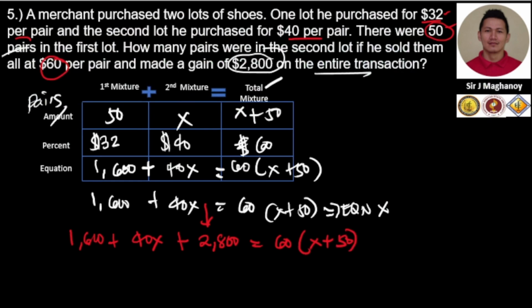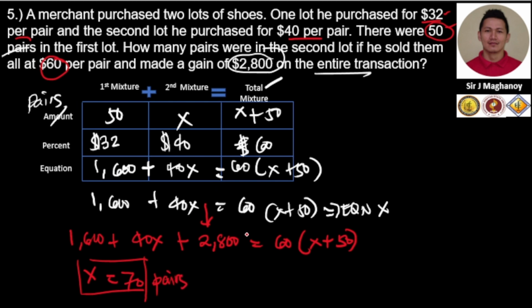Now here, you can use your shift solve function. Okay, doing that, we have the equation 1,600 plus 40 alpha x plus 2,800 equal to 60 times the quantity x plus 50, shift solve. So your x is equal to 70. What is the unit of our unknown? That is pairs. So 70 pairs is your answer here.